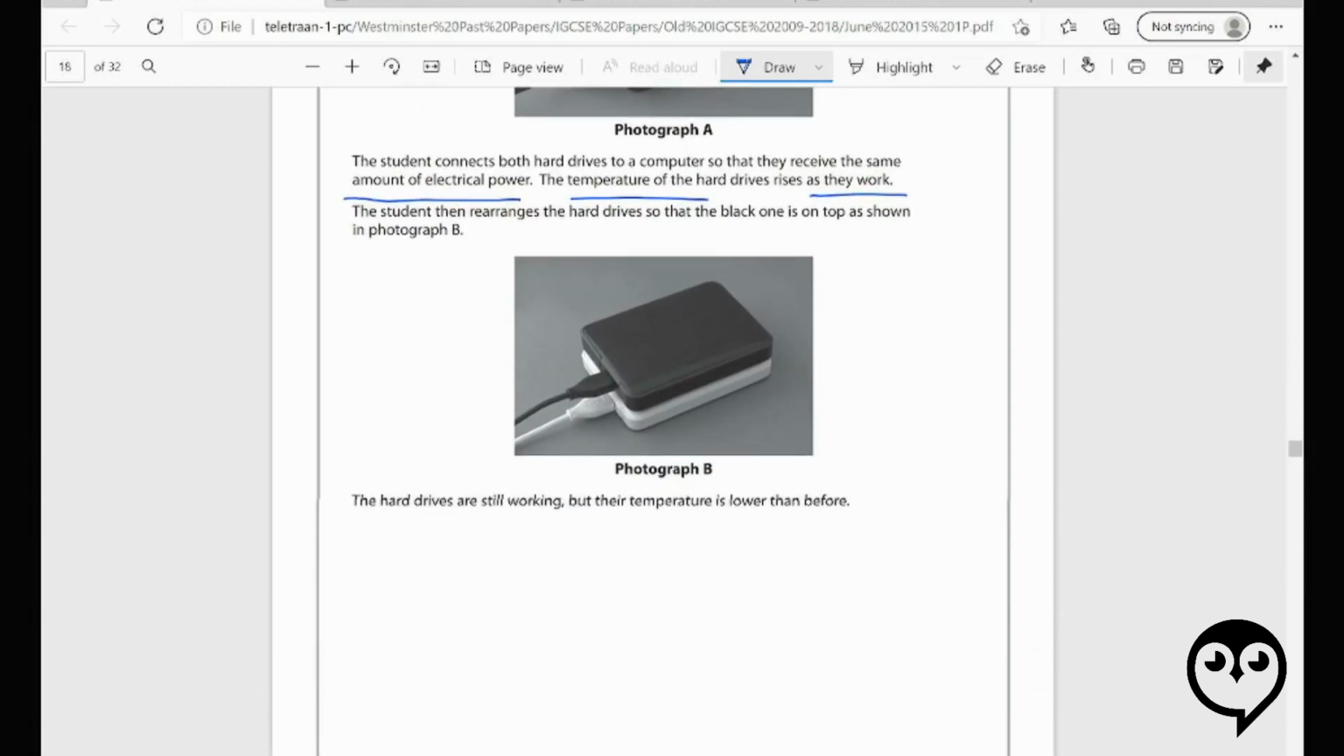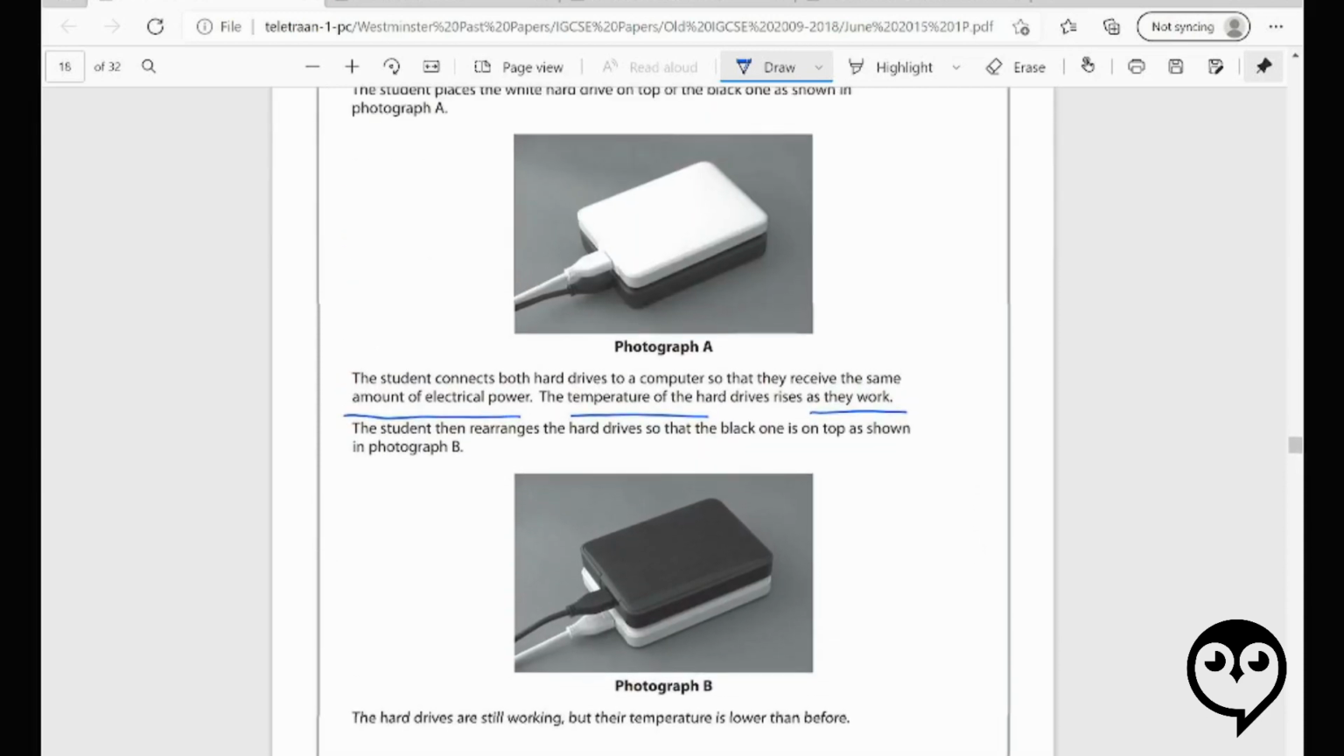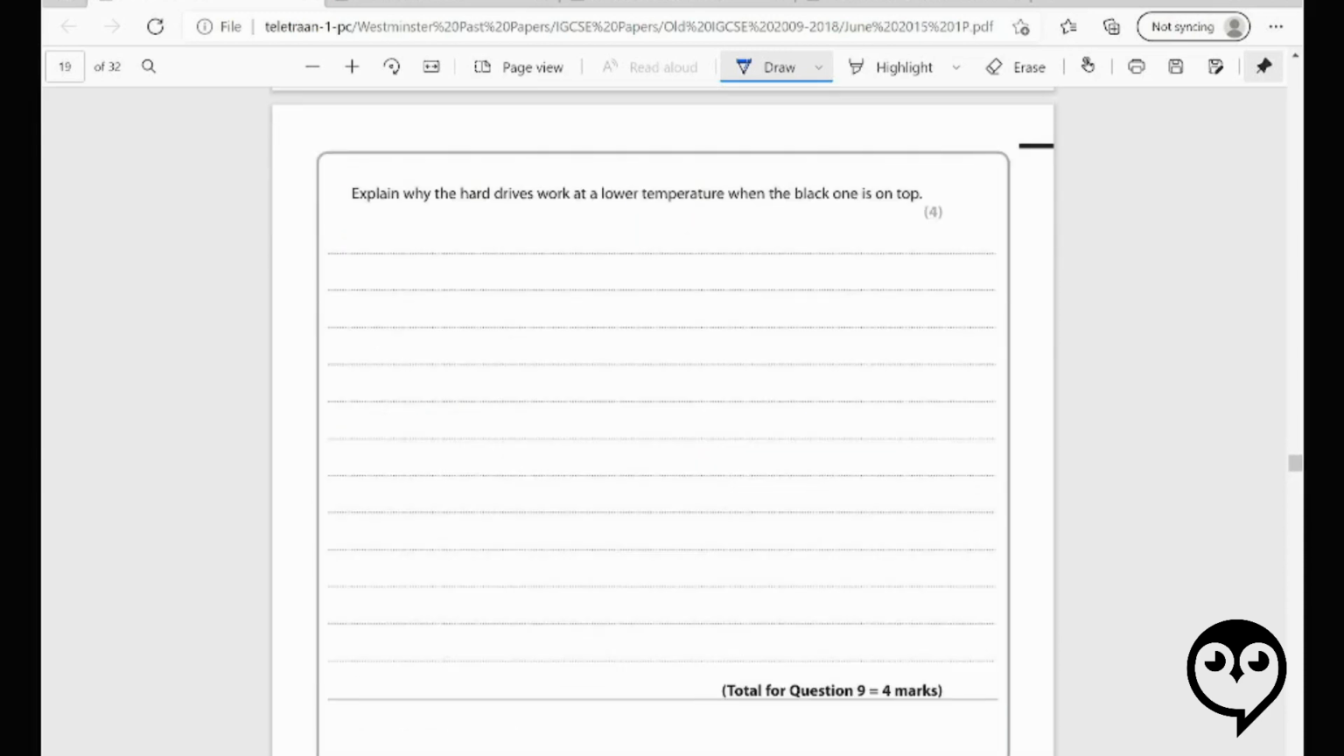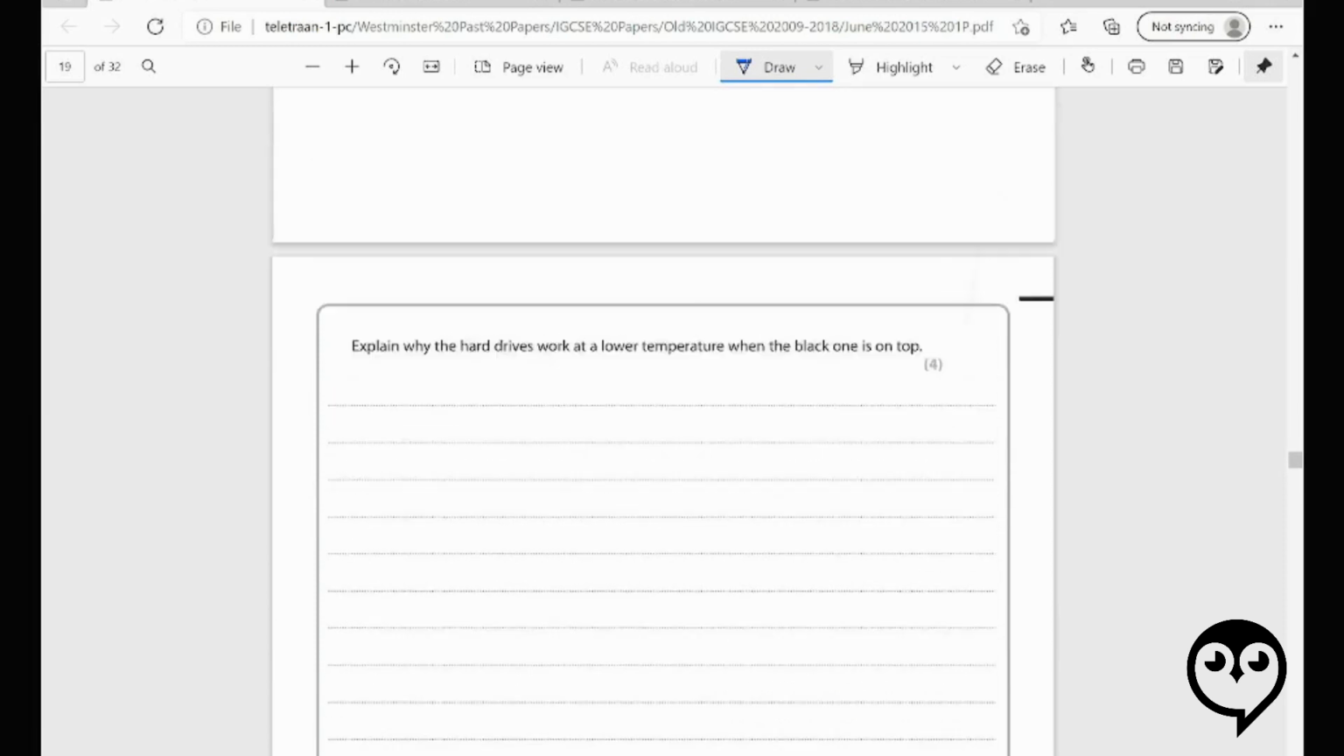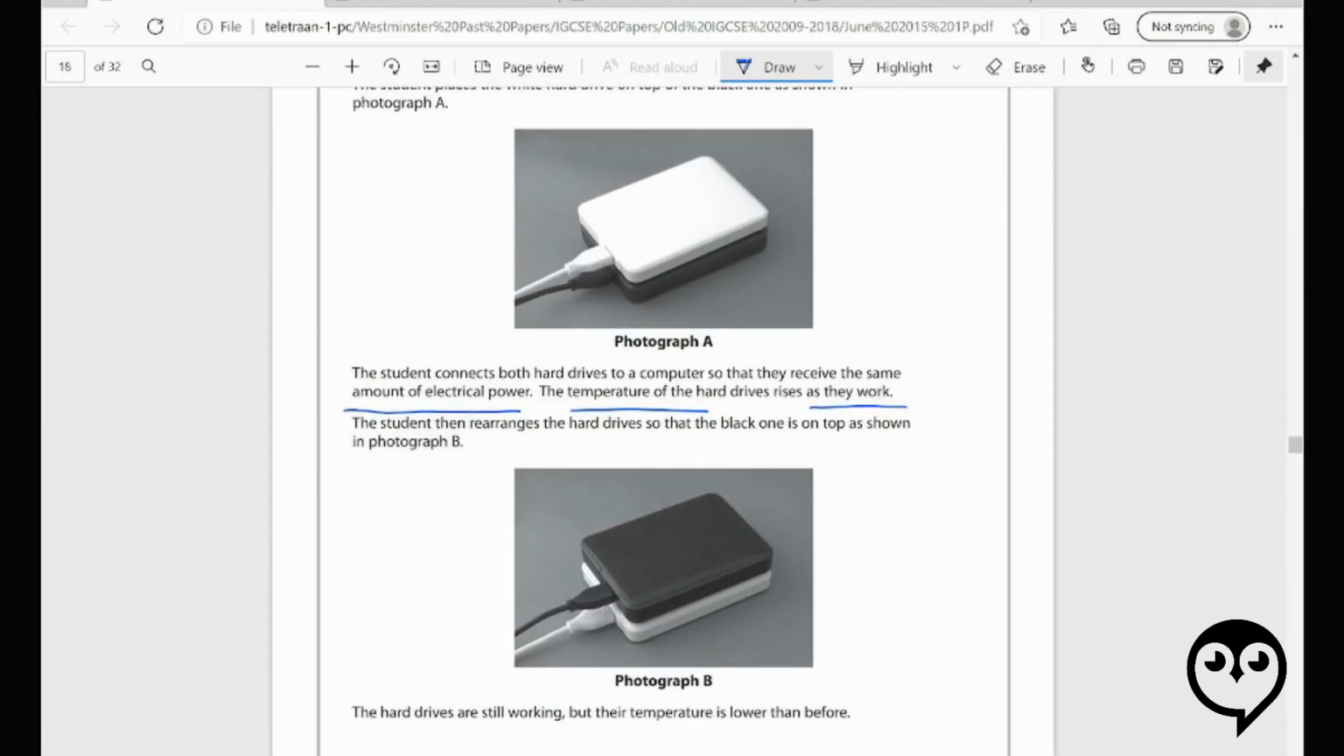Hard drives are working, but their temperature is lower than before when you have the black one on top. Explain why the hard drives work at a lower temperature when the black one is on top. Well, you could say a few things. Now you might instinctively look at the white one and think, hey, it's going to be reflecting all that light. It's reflecting the infrared away from it, and we know that the black object will be absorbing it. Because black is a poor reflector, it is a good absorber. If something is a good absorber, it is also a good emitter. So even if these were at the same temperature, the black one is going to radiate more infrared radiation away than the white drive will.